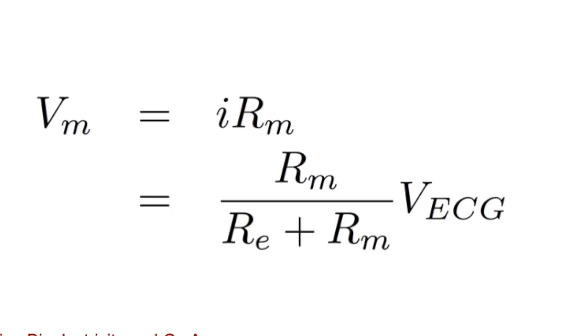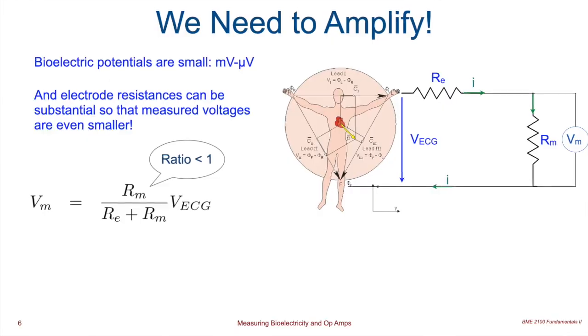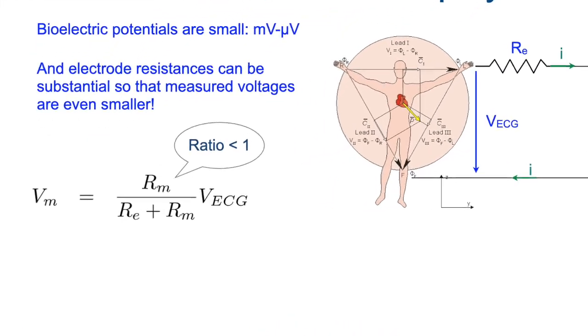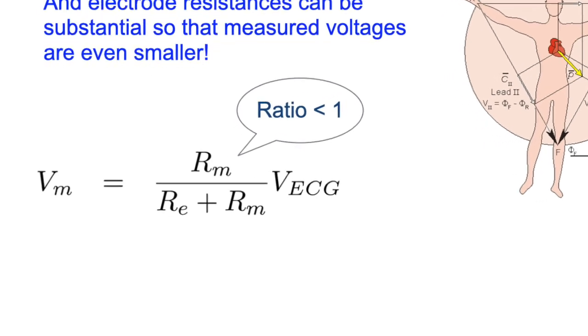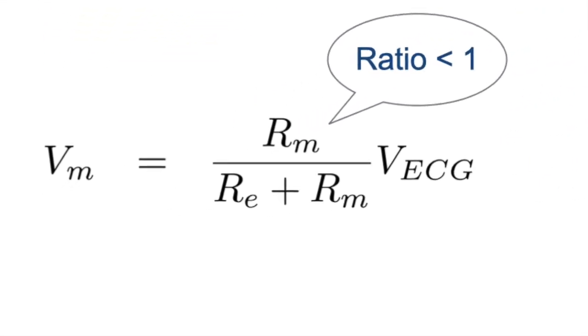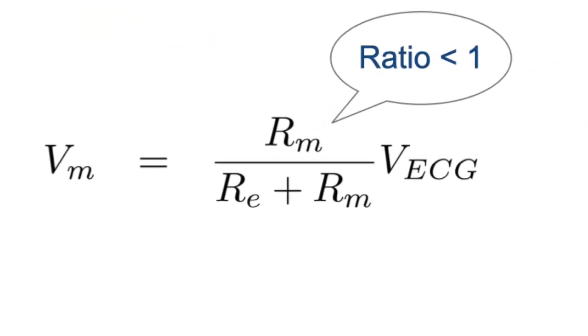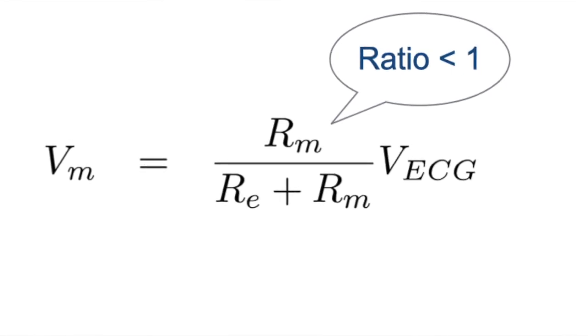Now, I can picture that the best case I could hope for is that RM is large compared to RE. And then I'd have RM over RM, and then I'd have 1. So the maximum this value can take on is 1. Otherwise, it is a number smaller than 1. And I can make it in my favor as close to 1 as possible if I make RM as large as possible. And that's what we do with the devices we build.